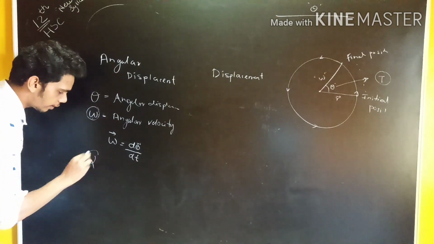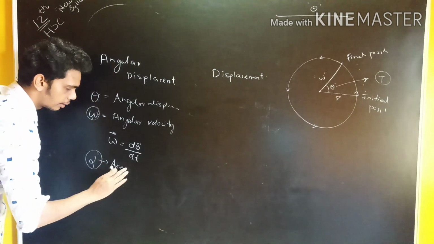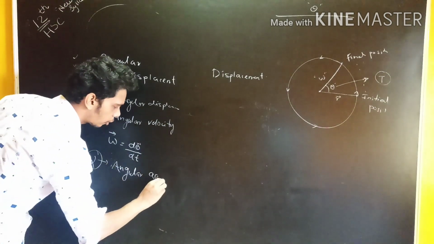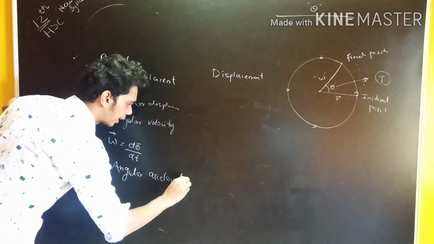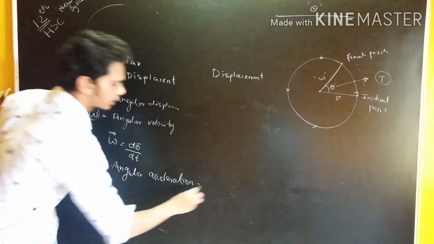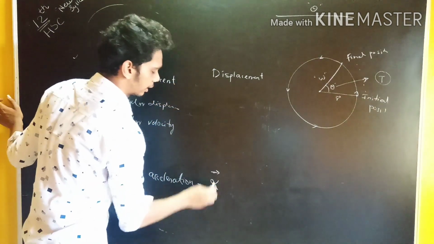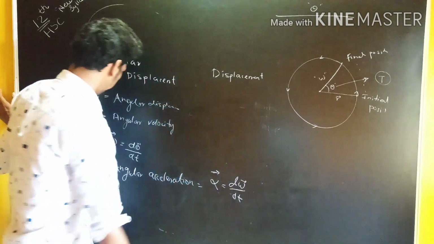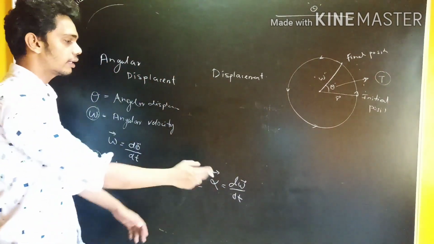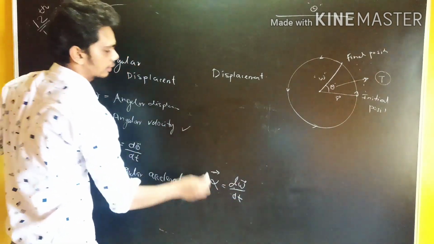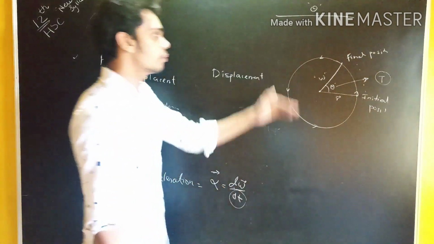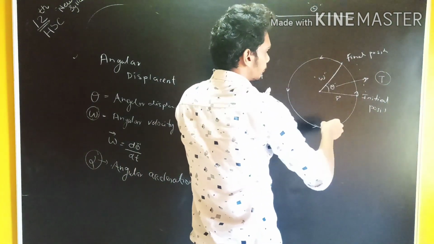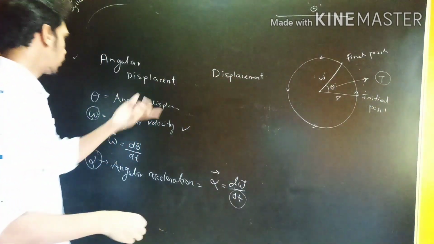When you talk about alpha, what does it represent? Acceleration. But which acceleration are we going to talk about here? The angular acceleration. It is indicated by the formula alpha as a vector, meaning direction is involved, equal to d omega by dt. How do you define this? The angular acceleration is defined as the change in the angular velocity with respect to time. See, acceleration is going to happen because the object is moving in a circular path.